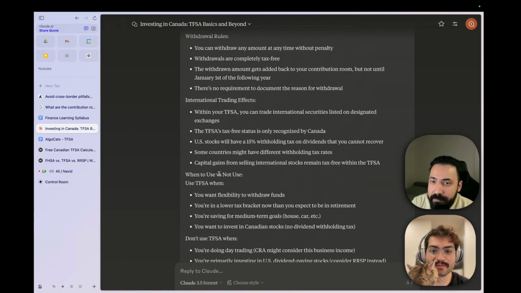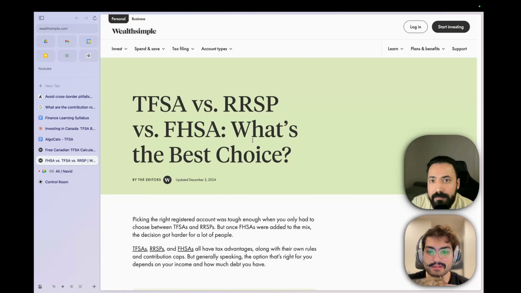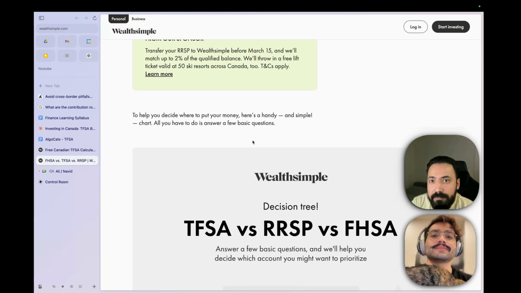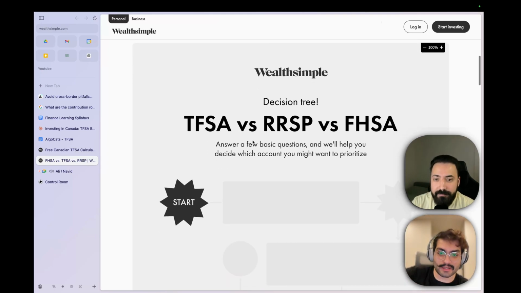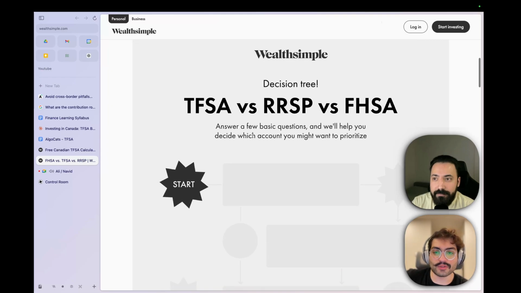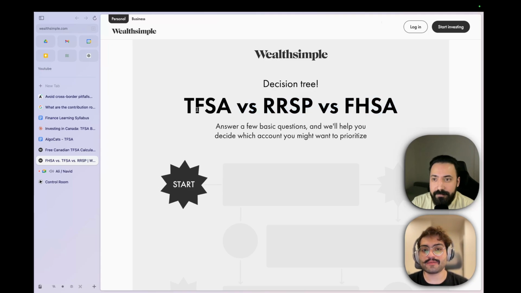So the next question is when to use versus not to use. And I have this great decision tree from Wealthsimple where it helps to decide when to use TFSA versus RRSP versus FHSA. But let's review those accounts as well and then get to this decision tree.